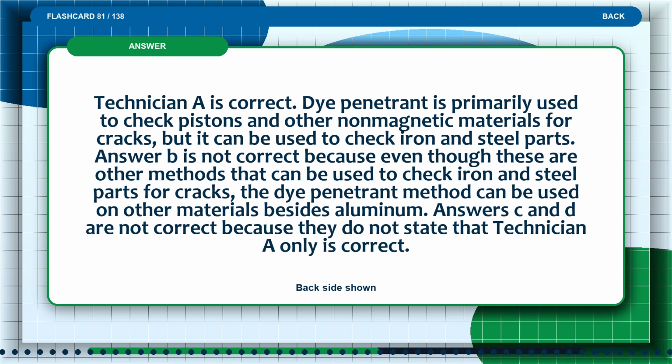The answer is technician A is correct. Dye penetrant is primarily used to check pistons and other non-magnetic materials for cracks, but it can be used to check iron and steel parts. Answer B is not correct because even though there are other methods that can be used to check iron and steel parts for cracks, the dye penetrant method can be used on other materials besides aluminum. Answers C and D are not correct because they do not state that technician A only is correct.